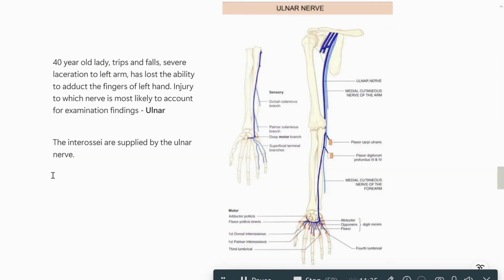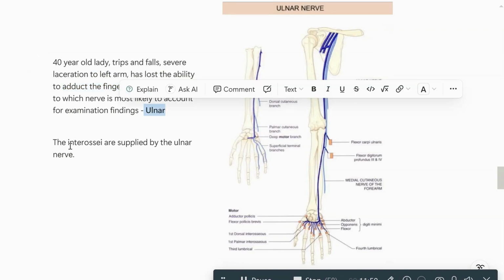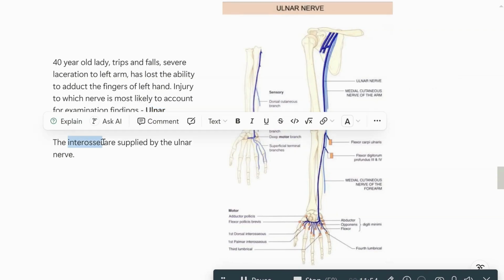So, a 40-year-old lady trips and falls with severe laceration to the left arm, has lost the ability to adduct the fingers of the left hand, injury to which nerve is most likely to occur? So that is the ulnar nerve. As we know that all the interossei, the dorsal as well as the palmar, are supplied by the ulnar nerve.